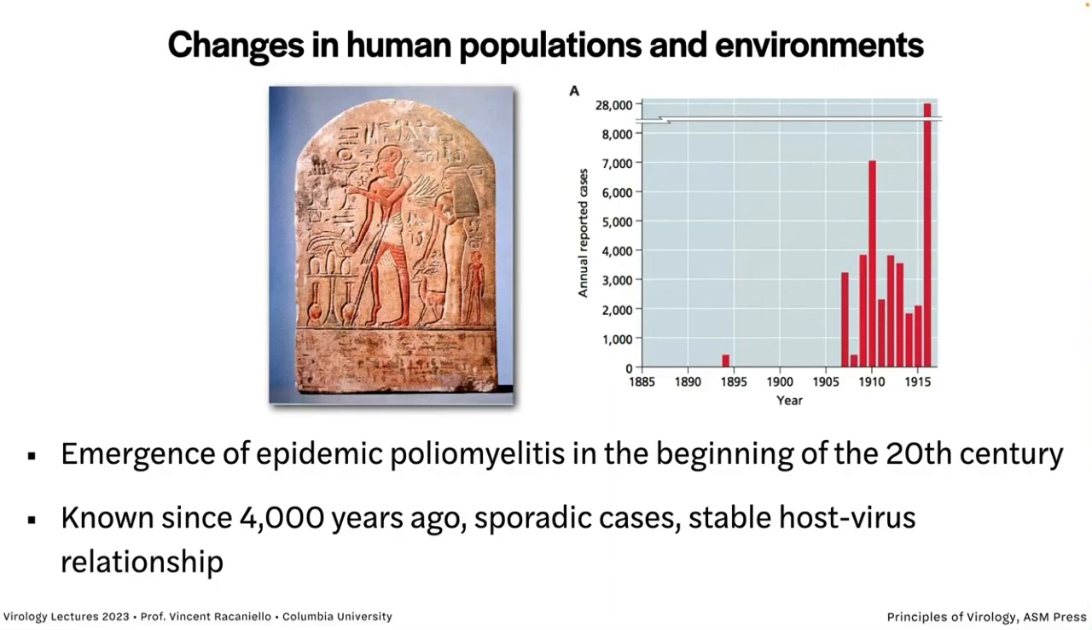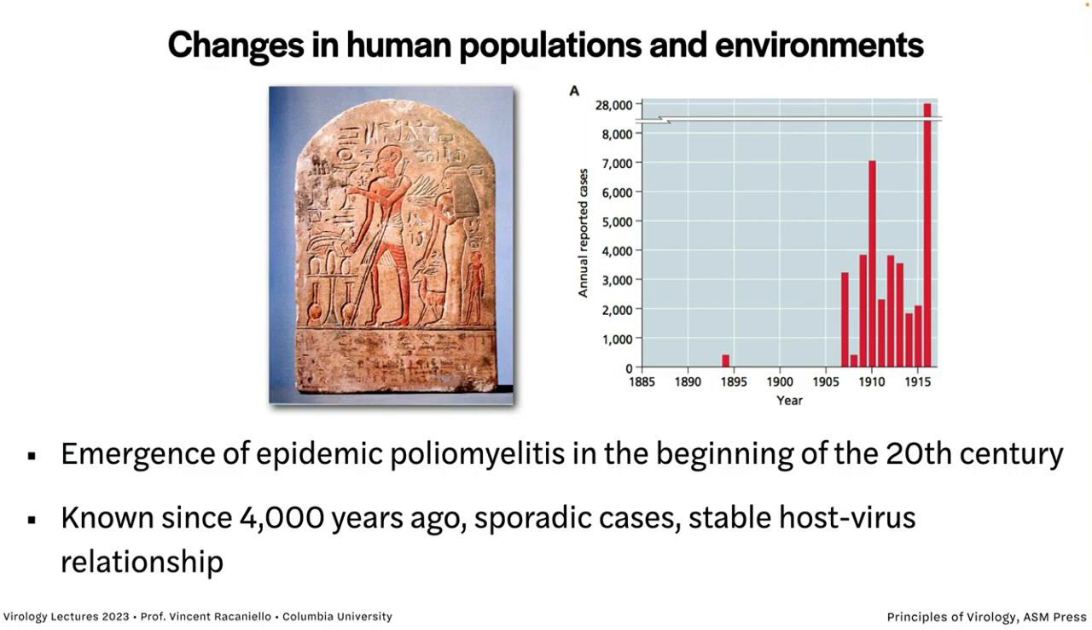So poliovirus is a good example of how changing environments can affect the pattern of infection, not whether it spills over into people. We have seen examples of poliomyelitis, a paralytic disease, in the historical literature for thousands of years. That carving is from 1500 BCE. It's an Egyptian carving showing a priest with what we call a drop foot.